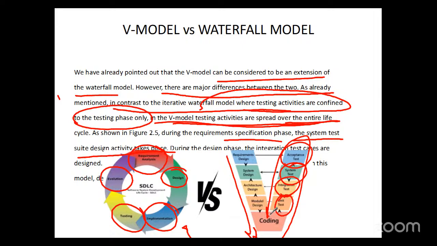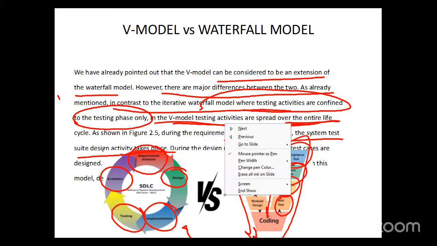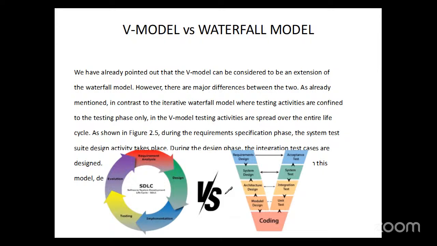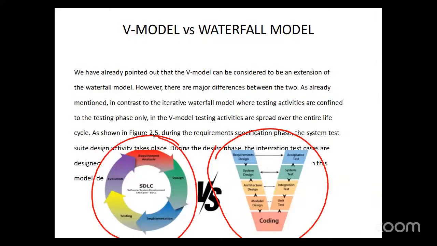System testing and system design are happening simultaneously. Architectural design and integration test are happening simultaneously. Module design and unit test are taking place together. So likewise, we have multiple tests in the V model, and we have one phase after the other in the waterfall model. Okay.